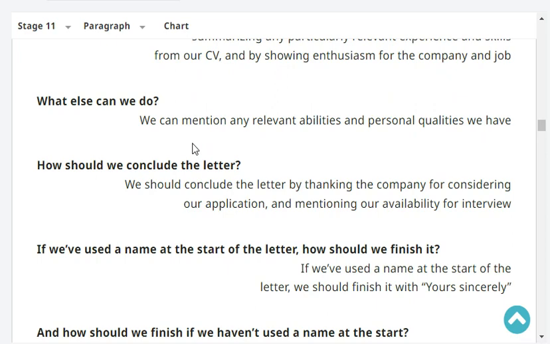How should we conclude the letter? We should conclude the letter by thanking the company for considering our application and mentioning our availability for interview. Very good.